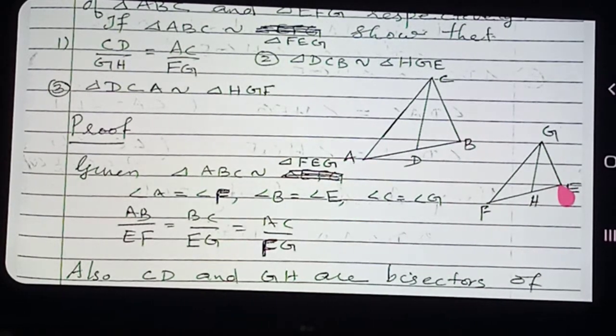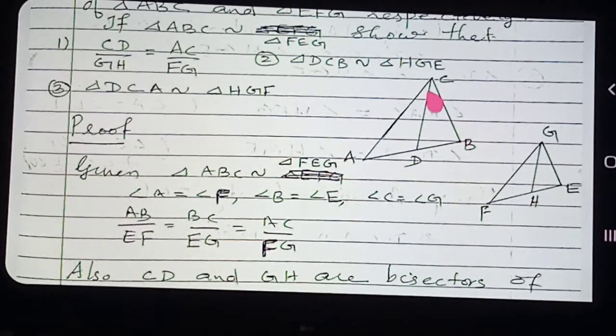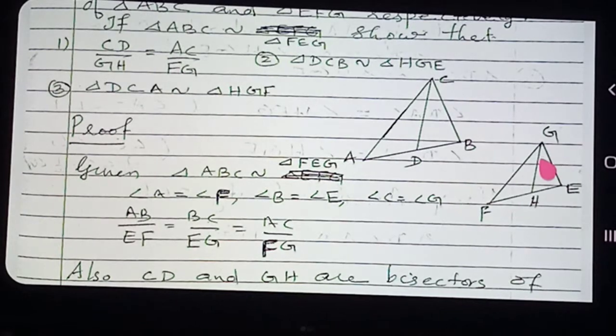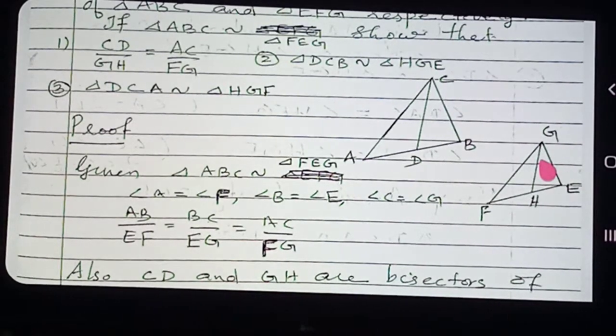Okay. Second point. Can you prove this angle? Which angle? Angle DCB is equal to angle HGE. Can you prove it is equal? Yes. Because angle C and angle G are equal, therefore half of the angle is also equal. Therefore, by the AA similarity rule, we can prove that these two triangles are similar.